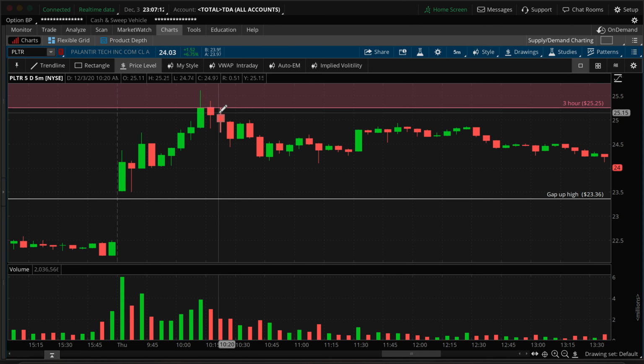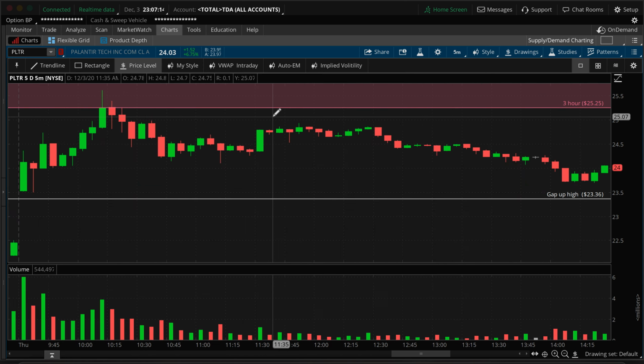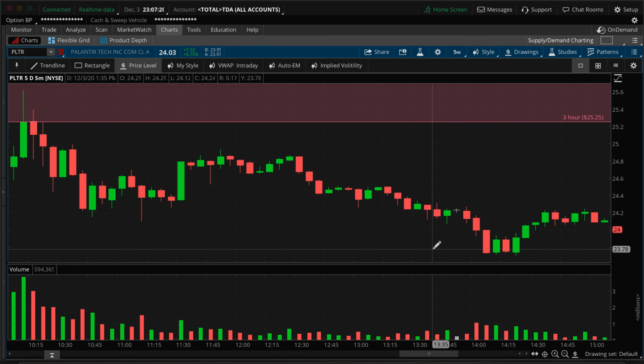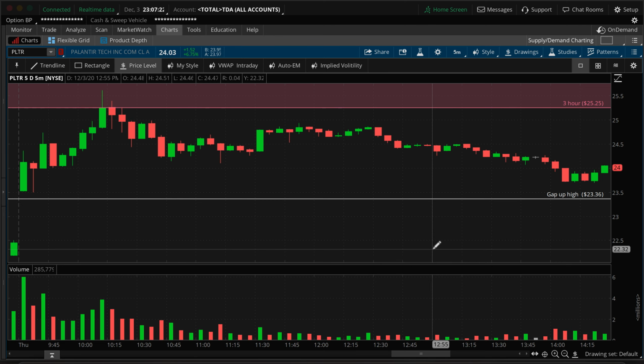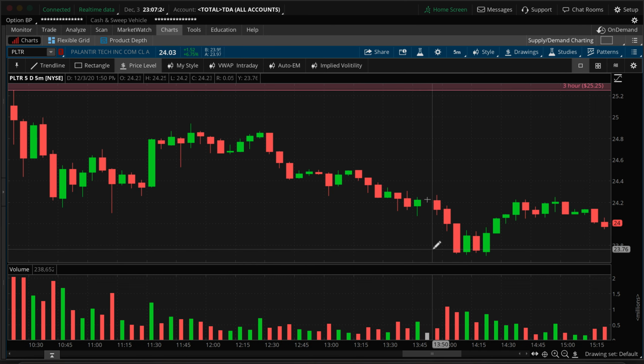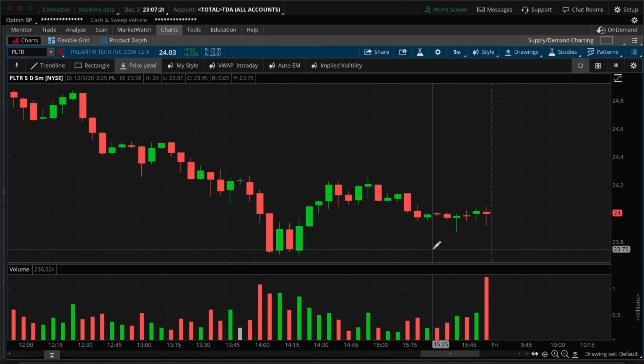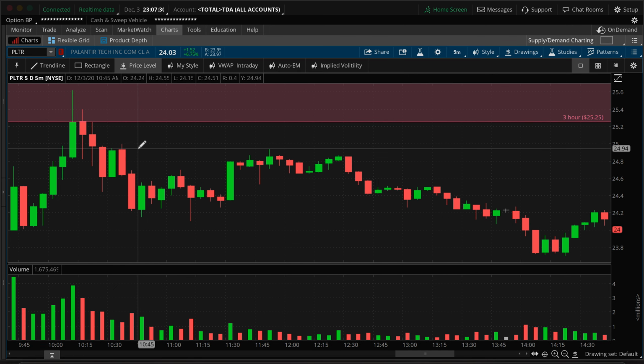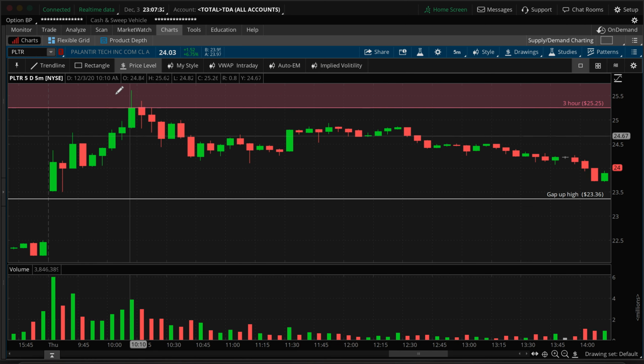So you could have taken this short and ended up with, looks like we dropped to 23.73, so from 25.50-ish area. So you had almost a $2 move in the stock out of that supply zone. So that would have been a good trade if you took that short out of supply.